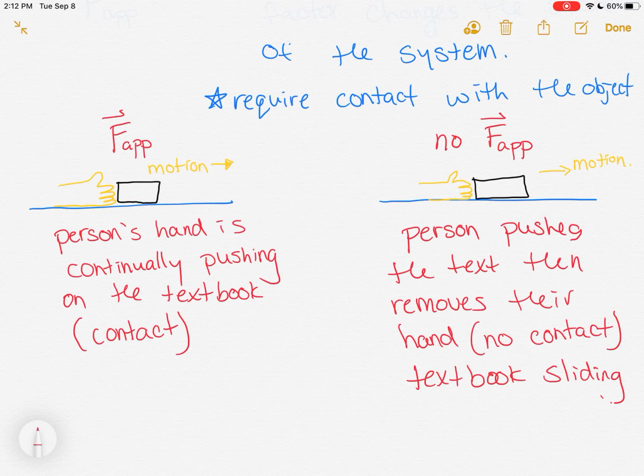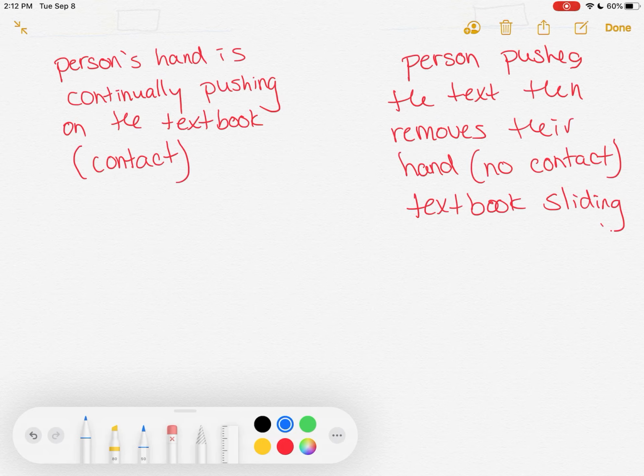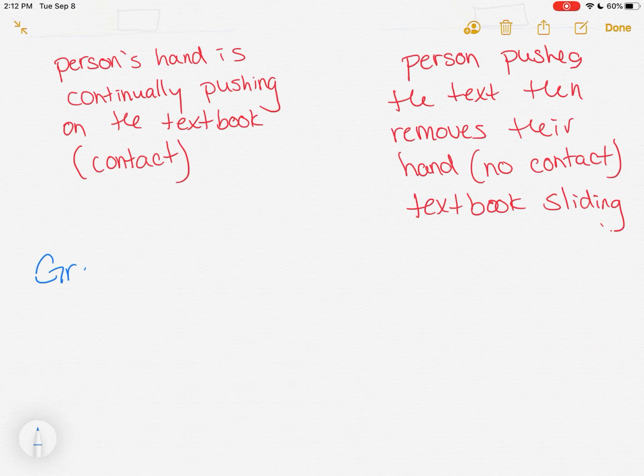So if you want to ask yourself whether there's an applied force or not, you always want to know, do you have continual contact with the object? If there is no continual contact, there is no applied force, even if you gave it a push, okay? You have to be pushing continuously on the object for it to be an applied force. All right, so we are going to look very specifically into gravitational force, okay? And so that's just our different types of forces, and we are going to look specifically at doing some calculations for gravitational forces.